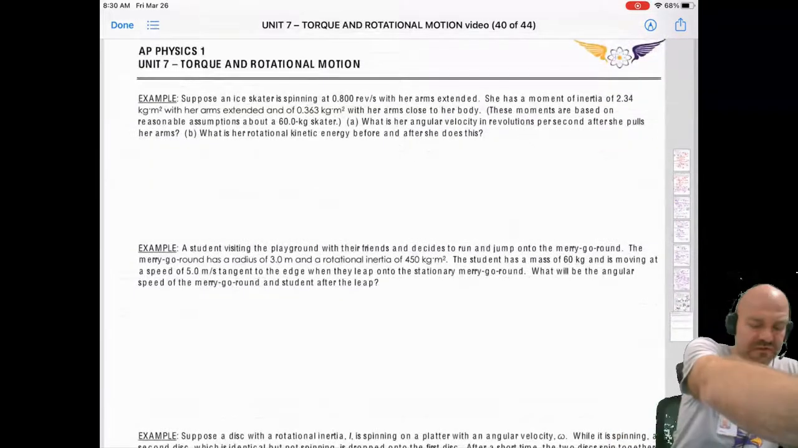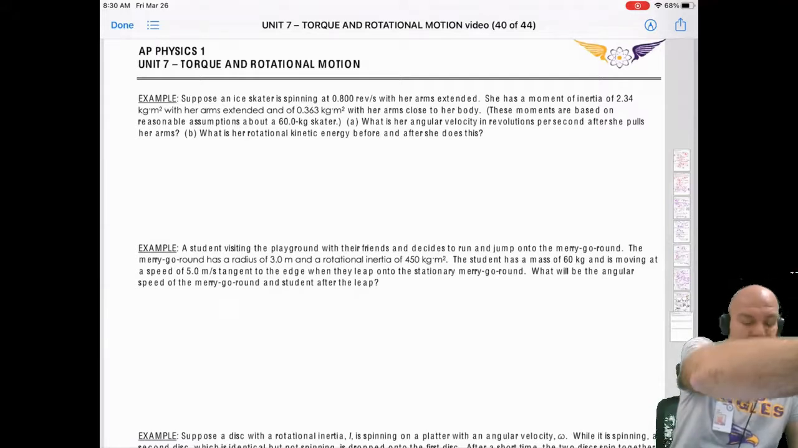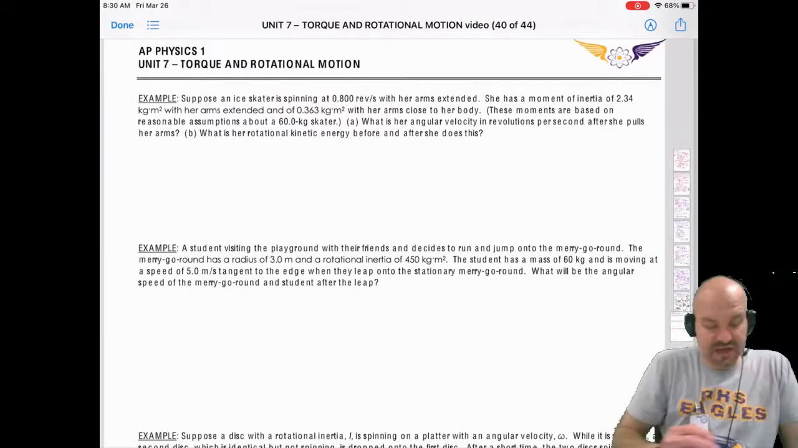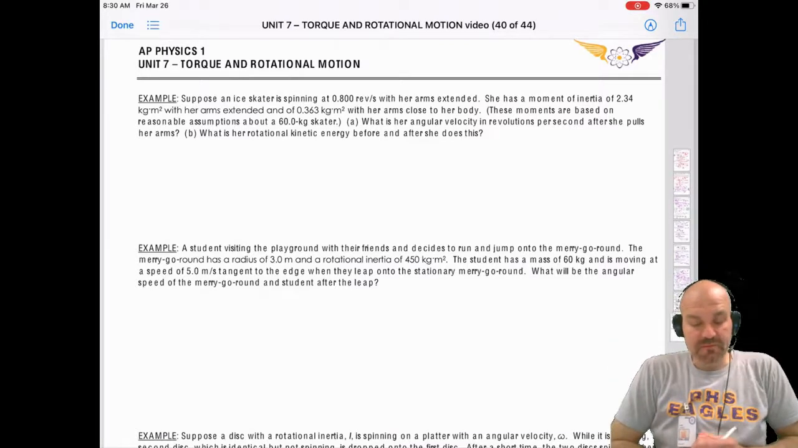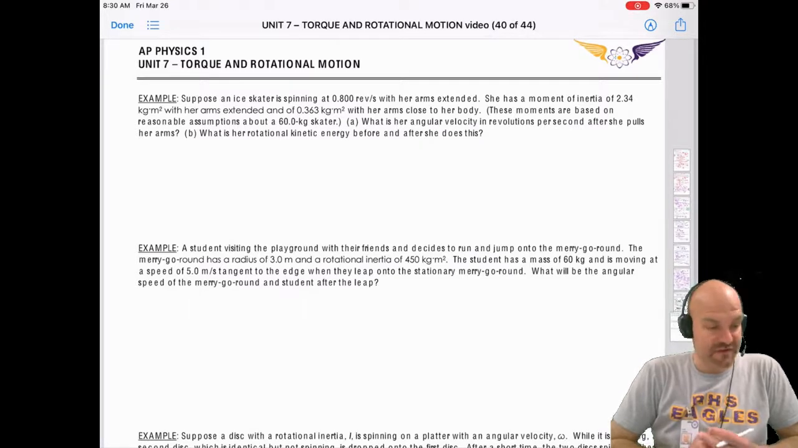Okay. And so the first question: suppose an ice skater is spinning at 0.800 revolutions per second with her arms extended. So she's out here big. She has a moment of inertia of 2.34 kilograms times meters squared with her arms extended, and of 0.363 kilograms times meters squared with her arms close to her body. These moments are based on a reasonable assumption about a 60 kilogram skater. What is her angular velocity in revolutions per second after she pulls her arms in? And then what is her rotational kinetic energy before and after she does this?